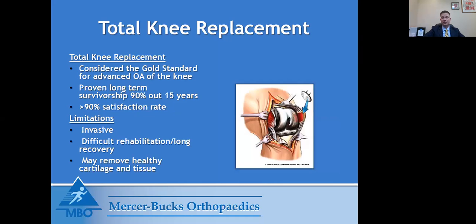Total knee replacement is considered the gold standard of treatments for arthritis of the knee, has proven long-term survivorship greater than 90% over 15 years with a high satisfaction rate. Some of the limitations that have dogged us over the years: it is an invasive operation. Rehabilitation can be difficult, can be challenging, and the recovery can be long. Generally, it takes about 12 weeks for patients to feel largely that they've recovered from the operation. And in some instances, depending on the disease pattern in the knee, you may be removing some healthy cartilage and tissue as well.